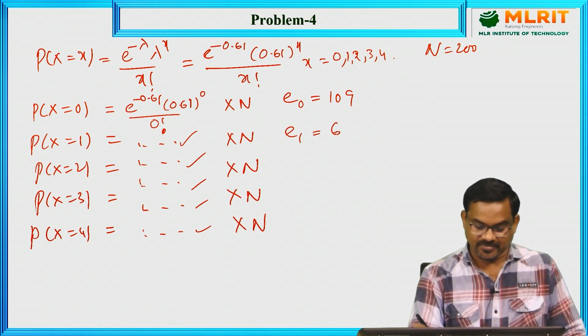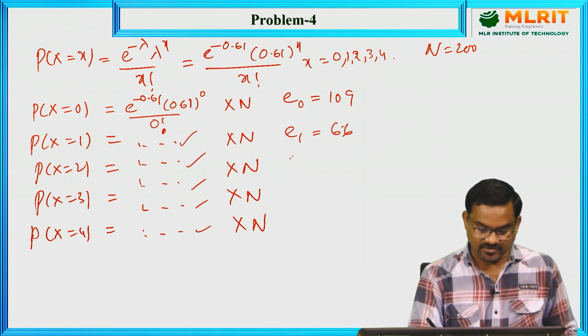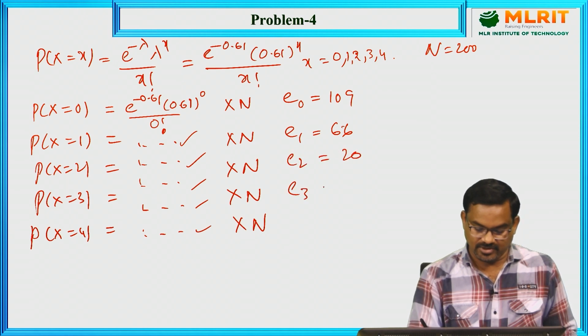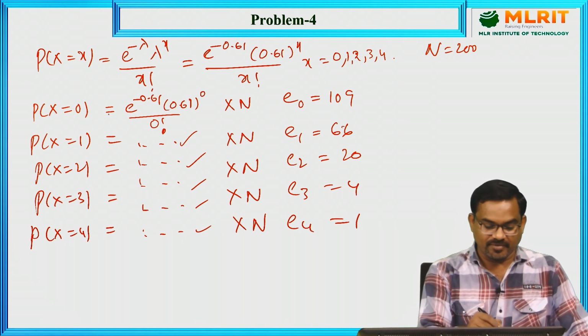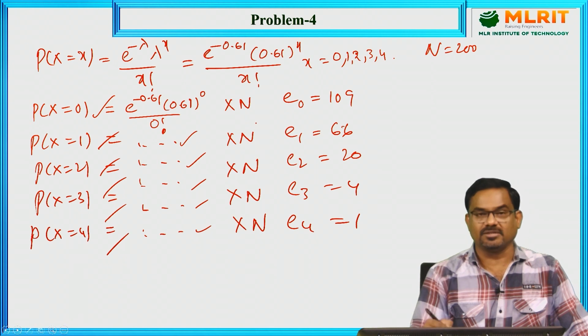So then we will get the expected frequencies as in the first case E naught is 109, E1 is 66, E2 is 20, E3 is 4, E4 is 1. So like this we calculate the expected frequencies. First we find the probabilities, then multiply with total frequency.